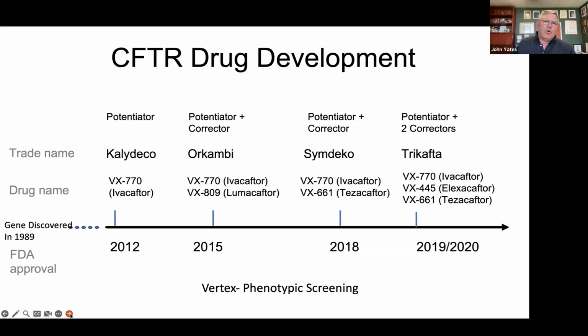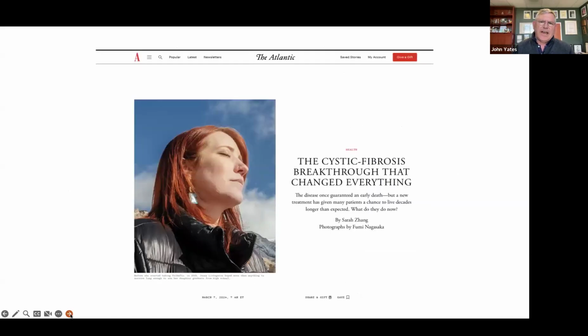Then in 2015, Orkambi was developed. This combined a potentiator as well as a corrector. The VX-809 drug was intended to be a corrector, so it helped correct the fold, at least it was thought that it was helping correct the fold of the protein. In 2018, there were a couple more drugs, but it wasn't until 2019, 2020, when Trikafta came out, that it really had an impact on patients. In fact, it's really changed a lot of lives in a number of ways. The story in the Atlantic describes one woman's absolute change in life by the drugs that were developed for this. So certain drugs can really have a huge impact on people's lives.